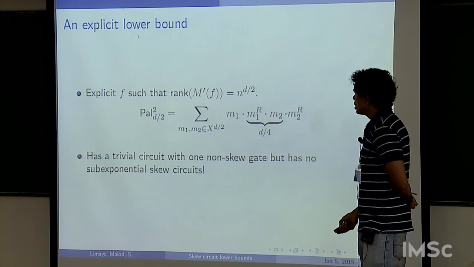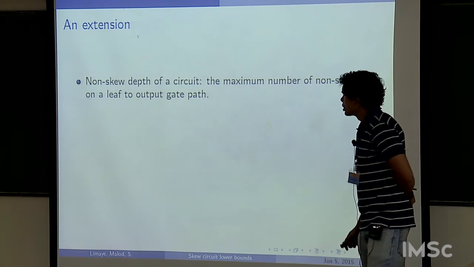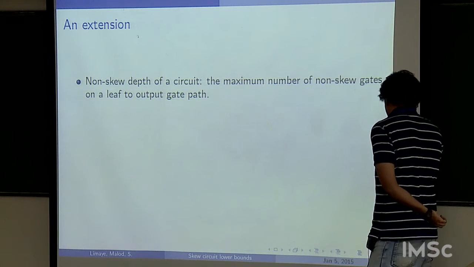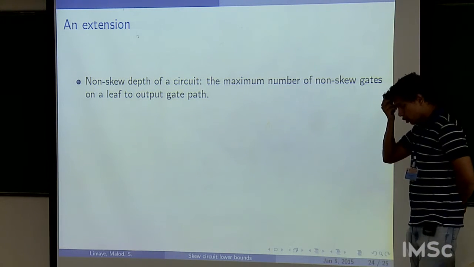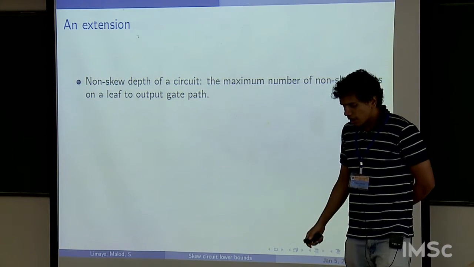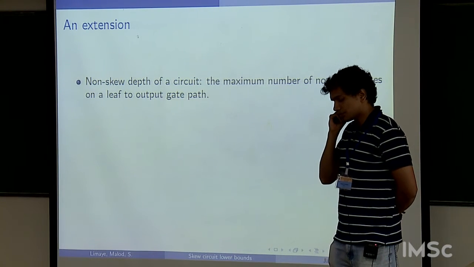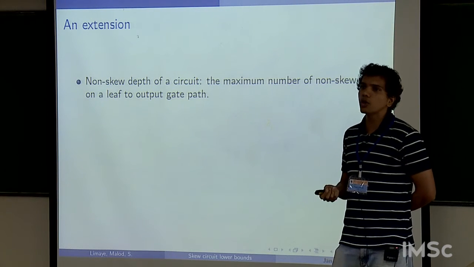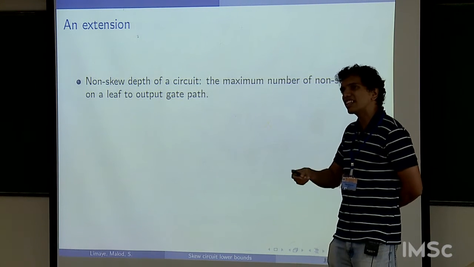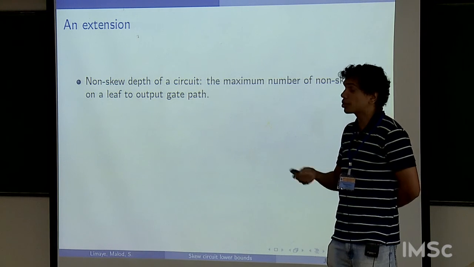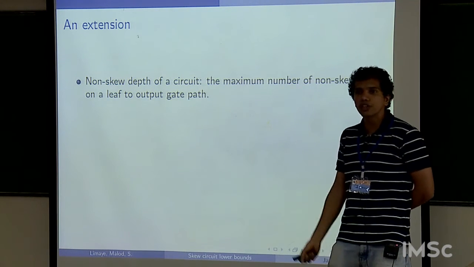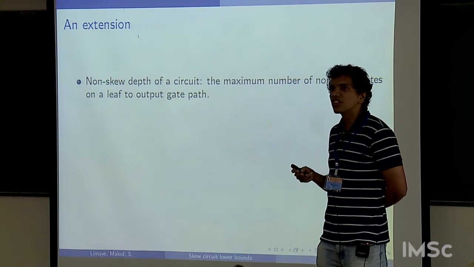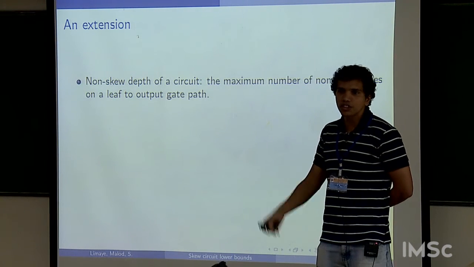All right, I just want to mention one brief extension and then I'll close. As I said, we now have lower bounds for skew circuits, but the proof that I gave you actually tells you something more. The polynomial for which I derived a lower bound has very small circuits with just one non-skew gate. So you can ask yourself, can I prove a lower bound for skew circuits with a small number of non-skew gates and things of this nature?